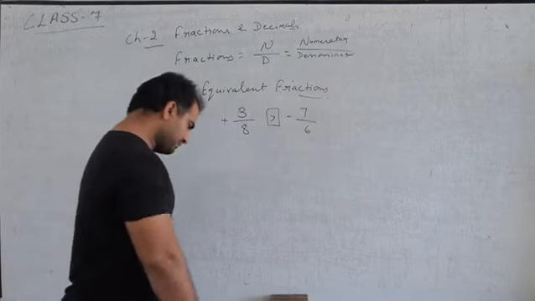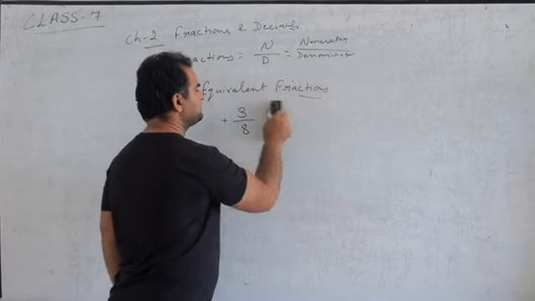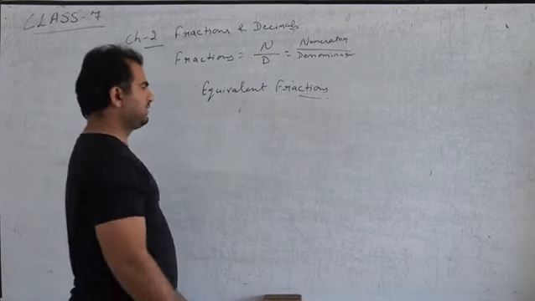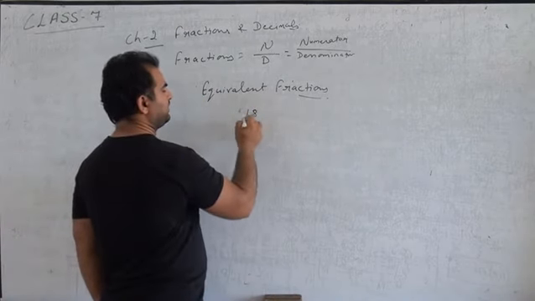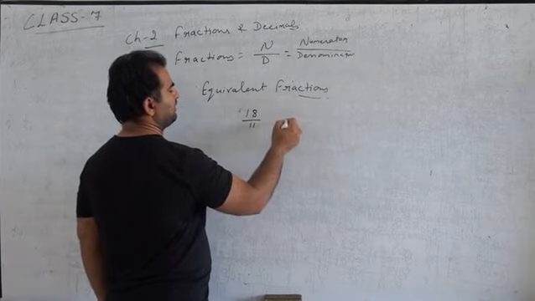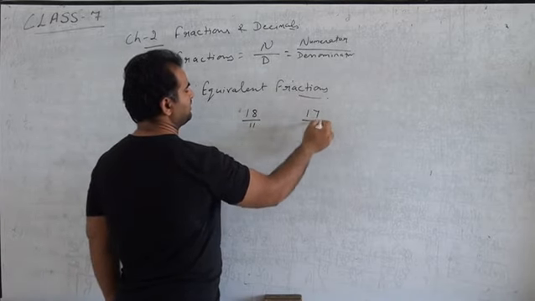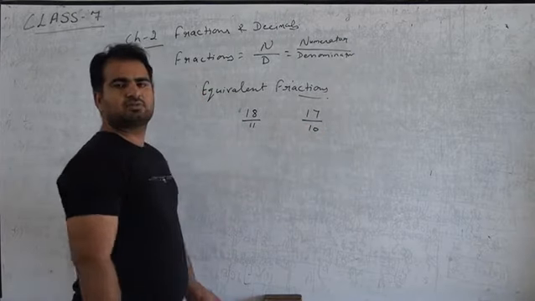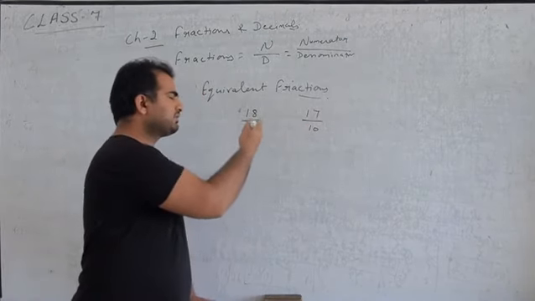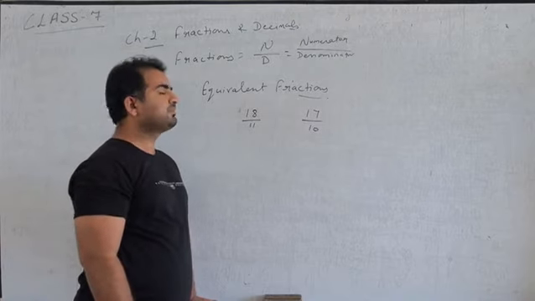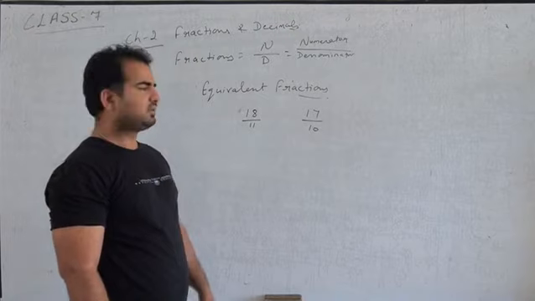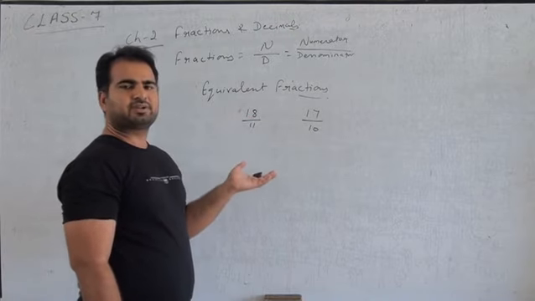Done. Okay. Next is, when we don't get to know which is bigger, like we are given 18 upon 11 and 17 upon 10. So we can't find which one is bigger because each of them is an improper fraction.